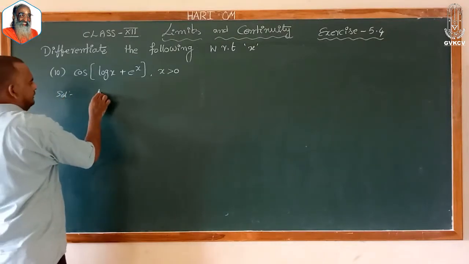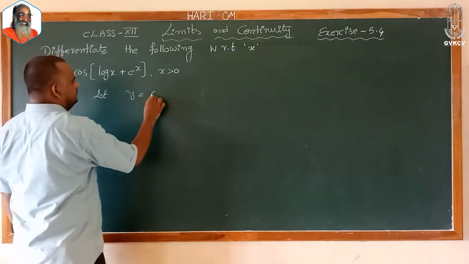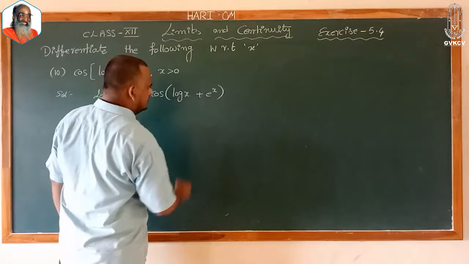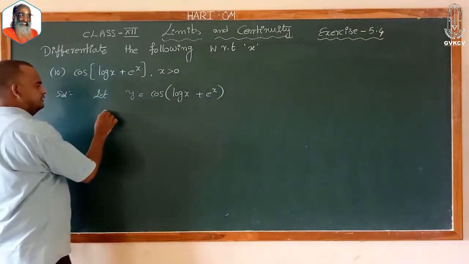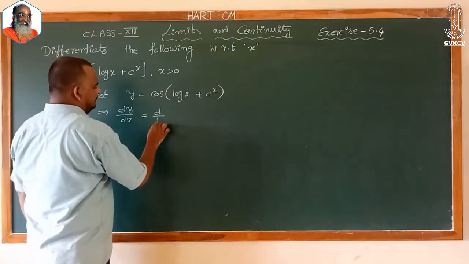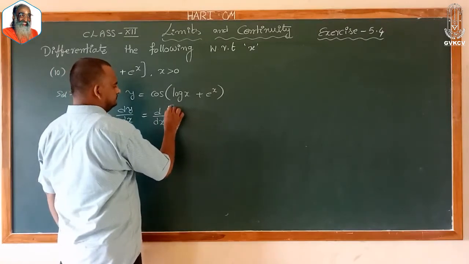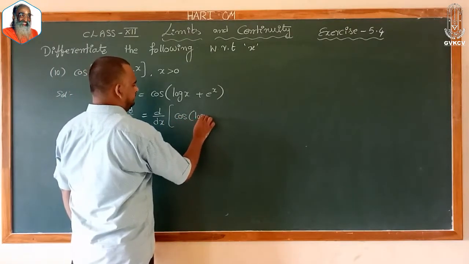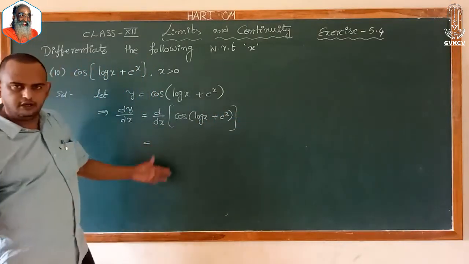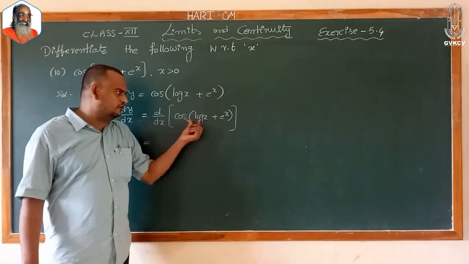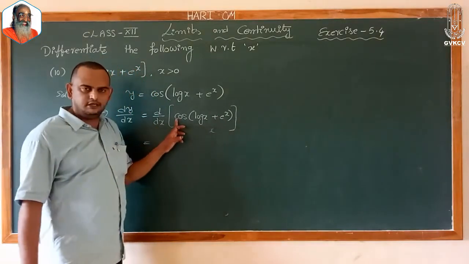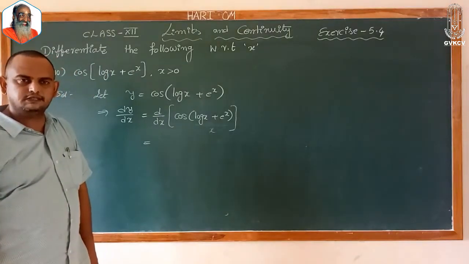Solution. Let y is equal to cos of log x plus e power x. Now let us go for differentiation. Dy by dx is equal to d by dx of cos of log x plus e power x. When we observe here, entirely we have it in the form of cos x. Let us assume it is entire as x. Now how is it there? Cos x. What is the derivative of cos x?